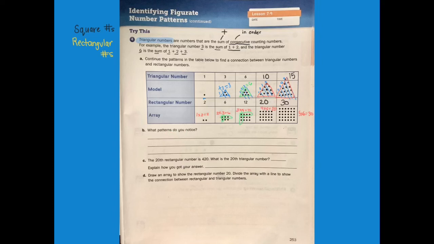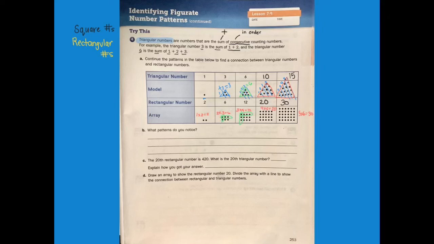B asks us, what patterns do you notice? Now, we can't really look at the model and tell a pattern right off the bat. I mean, this is a triangle, this is a rectangle, right? I'm not really seeing a ton of patterns just by looking at the models, but if I look at the numbers, I definitely notice something. What do you guys notice about these numbers? Yeah, they're half of each other, right? Each triangular number is half of the rectangular number, isn't it?